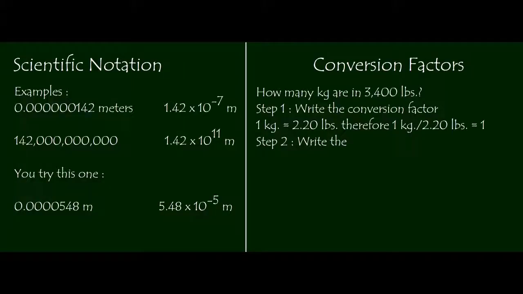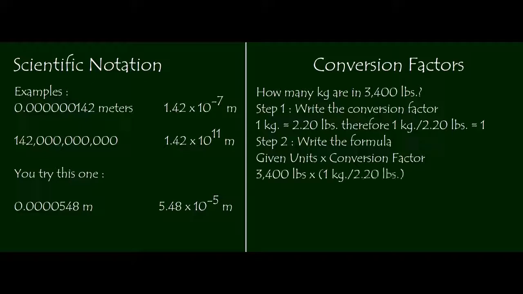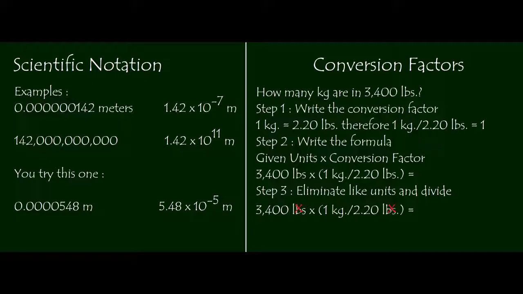The next step is we write out the formula that'll help us solve this problem. We simply multiply the given units times the conversion factor. Our given unit is 3,400 pounds, and we multiply that by 1 kilogram divided by 2.2 pounds. Then we eliminate the like units, which is pounds, and we're left with a simple division problem. We simply multiply 3,400 times 1, and then we can divide it by 2.2. And that gives us our answer, our desired unit, 1,545 kilograms.